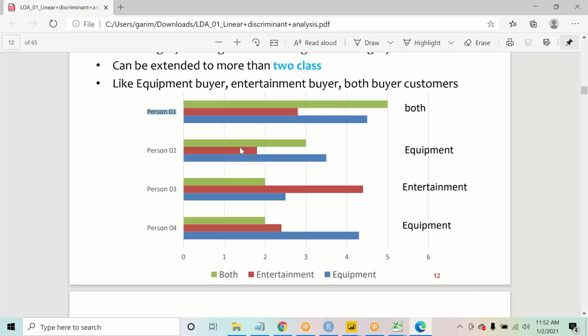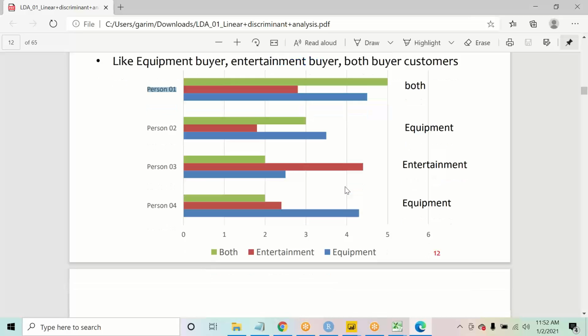Similarly, it comes to the second customer. For the second customer, the score is highest for equipment, so it will predict the customer will purchase equipment. Similarly, over here, the score is highest for entertainment, so the model will predict that the customer will buy the entertainment stuff, right? So this is how the LDA approach works. It gives the scores, and based on that, the higher the score, that is the prediction this model will make.